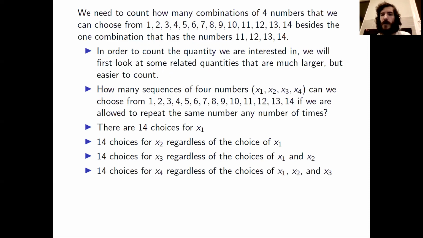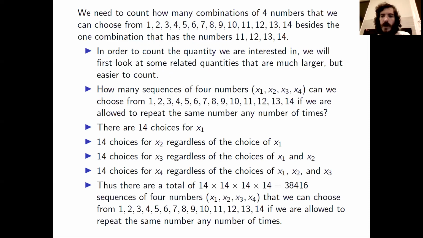And same for x4. Regardless of the choices for x1, x2, and x3, there are 14 choices for x4. In total, there are 14 to the 4th choices for a sequence of 4 numbers that we can choose from 1, 2, 3 up to 14, assuming that we're allowed to repeat the same number any number of times. And 14 to the 4th gives us 38,416.